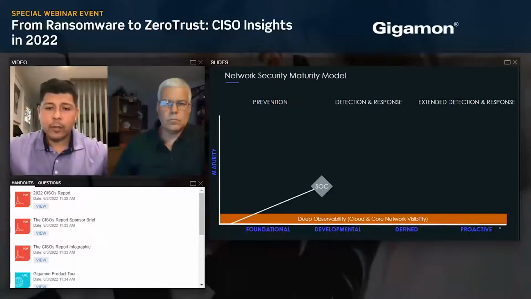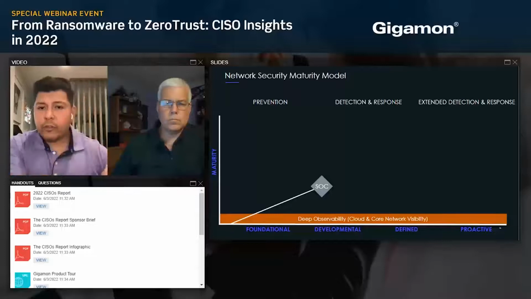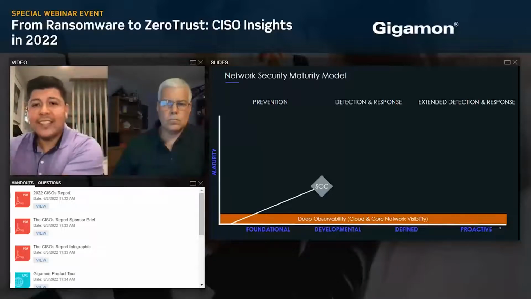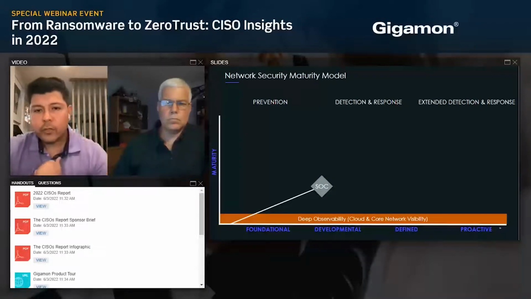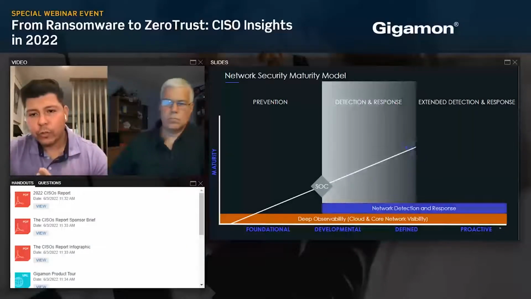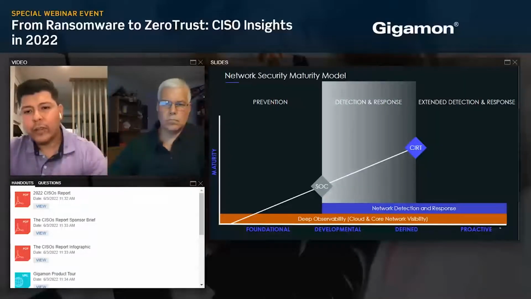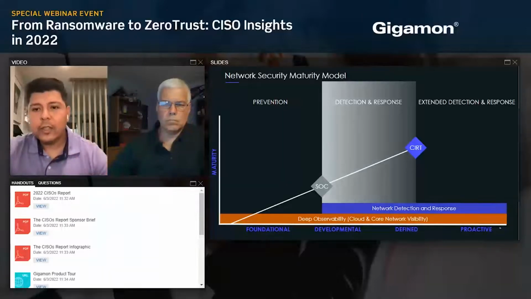pipeline at the bottom that spans prevention, detection, response, and extended detection and response capability for your security operation. So first, you're going to have a security operations center that's there for starting off your detection and response capability. Next, as you improve and create this incident response capability, this CERT program, this is where network detection and response comes in.